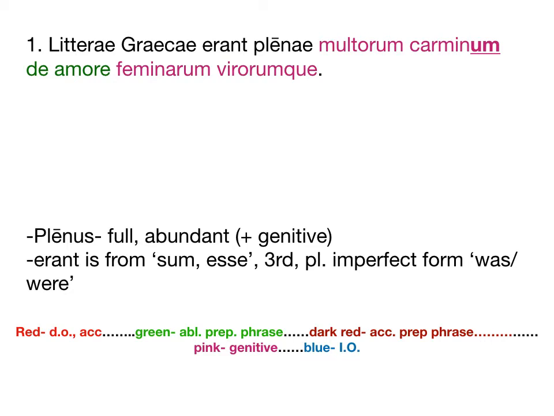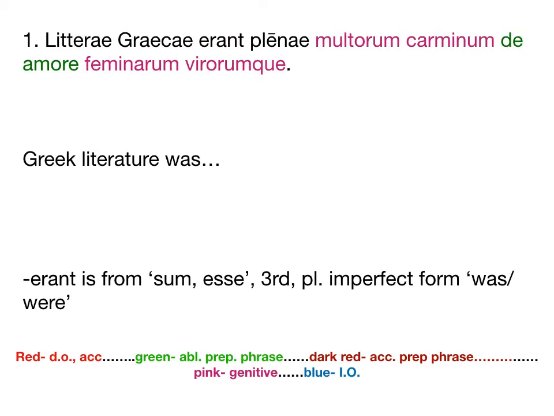Okay, so I've identified that we have two genitive noun phrases and a green ablative prepositional phrase. So now is your second to last time to pause, because if you want to see how this gets started off, I'm going to move on ahead, but if you just want to work on it now, you're going to want to pause. It's going to start off with Greek literature was, right? This literae Graecae can just be Greek literature. It could also be Greek letters, but the context makes me think that they're actually talking about literature as a whole. All right, this is your final chance to pause before I go on to the rest of the translation.